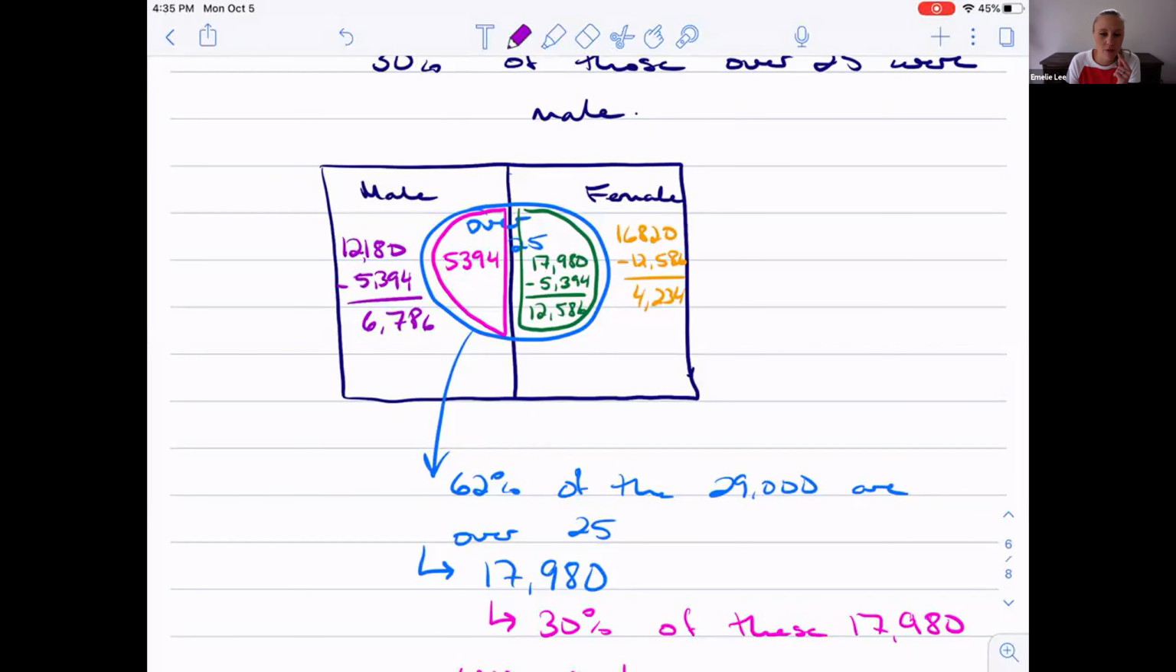You'll just want to make sure, so just double check your math. This plus this plus this plus this should equal that 29,000. Right, so you just want to double check that that's what you get. So 6,786 plus 5,394 plus 12,586 plus 4,234 is 29,000.